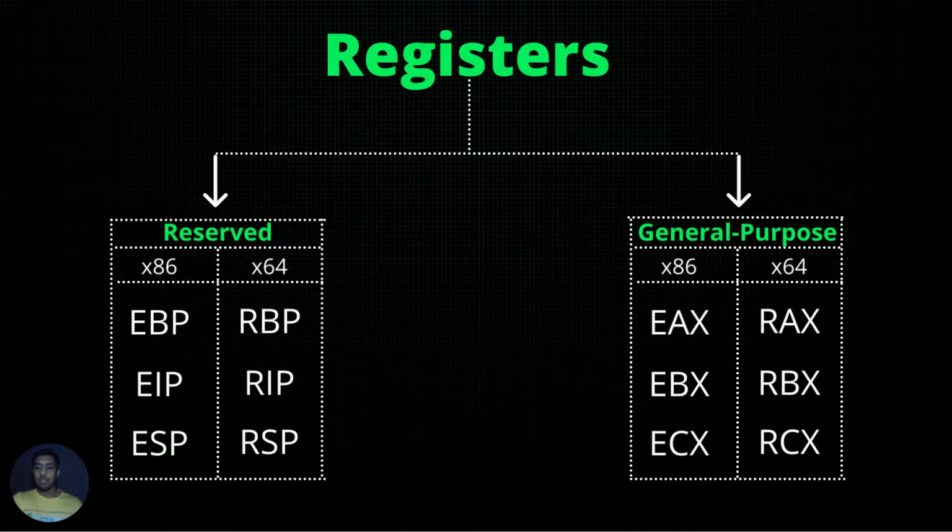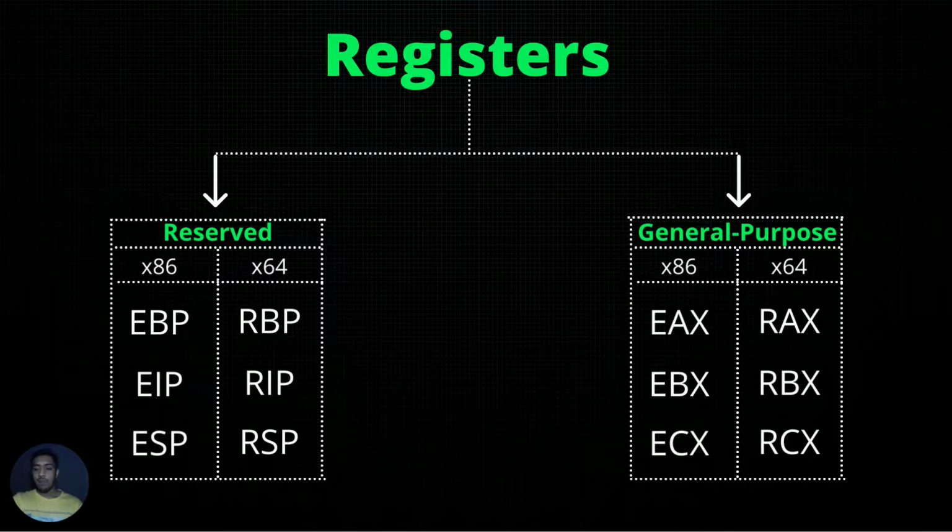Base pointer, denoted as RBP in 64-bit and EBP in 32-bit, is a register that stores the address of the base of the stack region in a binary during runtime. Instruction pointer, denoted as RIP in 64-bit and EIP in 32-bit, is a register that stores the address of the instruction that is currently executing at any point in time when the program is executing. While stack pointer, denoted as RSP in 64-bit and ESP in 32-bit, is a register that stores the address of the top of the stack region in a binary during runtime.